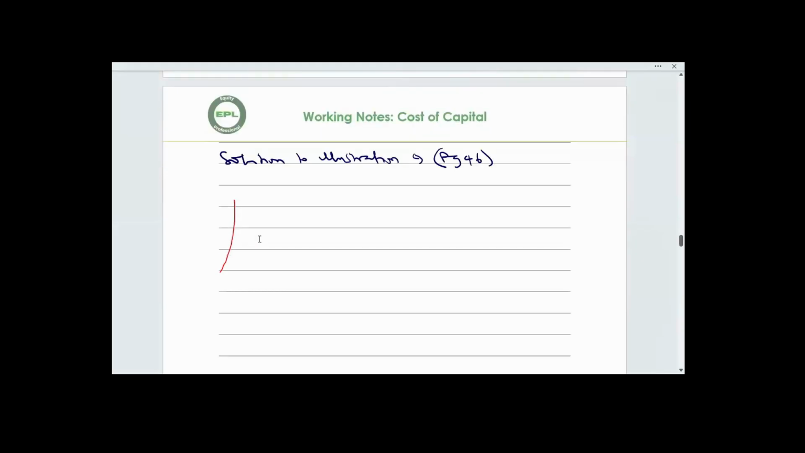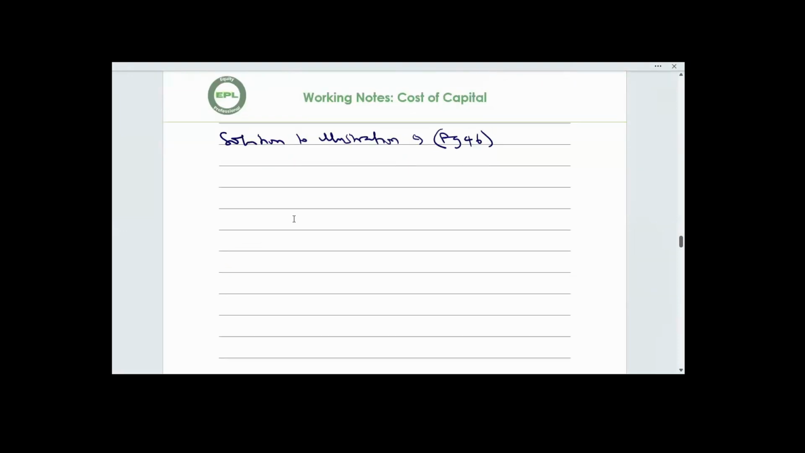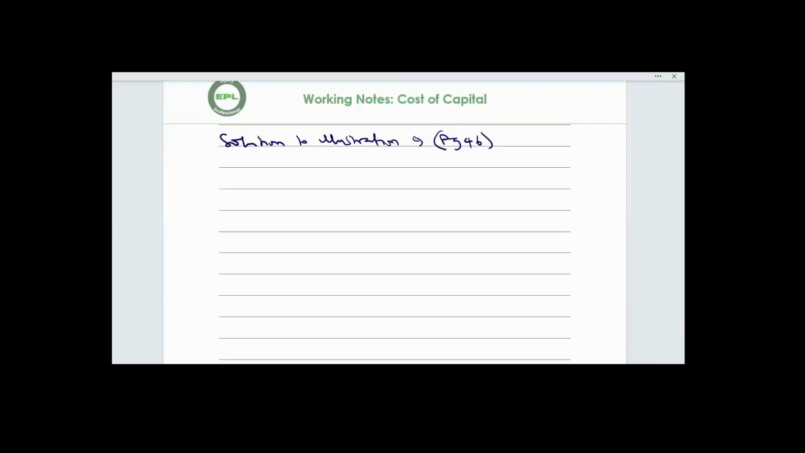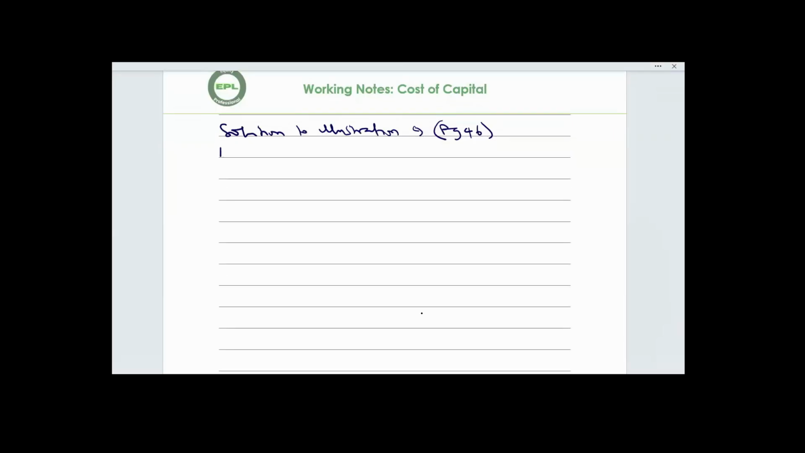Okay. So we want to calculate cost of redeemable debenture. The name of this company is Emery PLC. So I would then say calculating cost of redeemable debenture, KD. All right. That's what the examiner wants us to do.